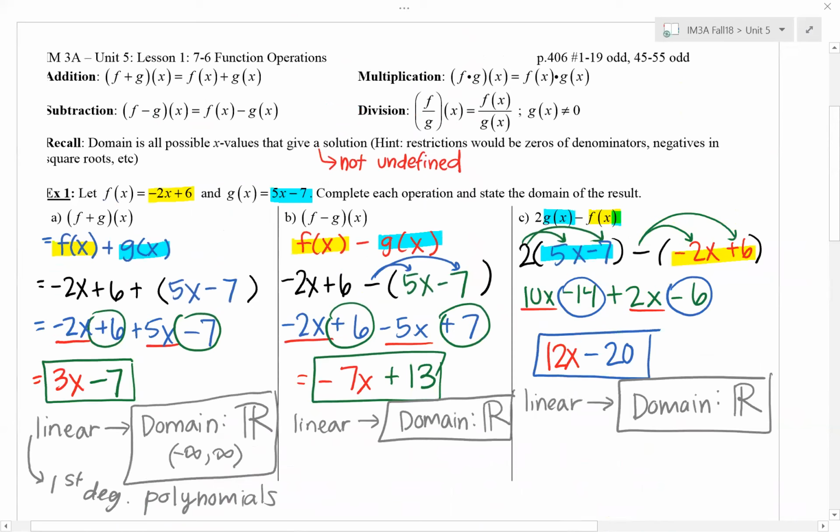So for this assignment, you should be working on page 406, doing 1 through 19 odd, and then 45 to 55 odd. So as you're working on this in your notebooks, if you finish, you could always go back to lesson 2, which we worked on yesterday out of order, and look at those function composition problems and maybe get some more practice with those.